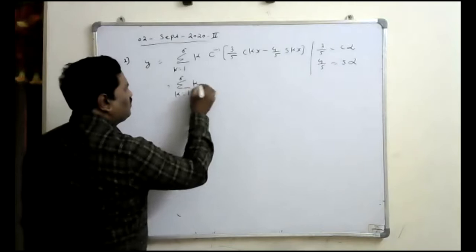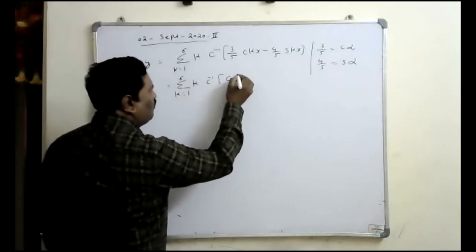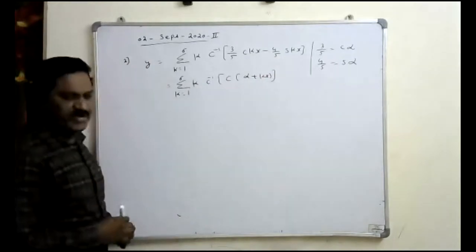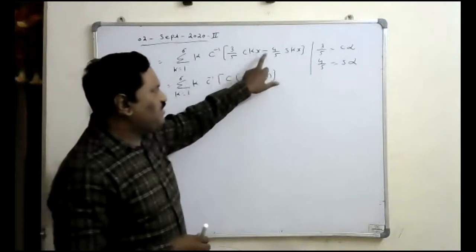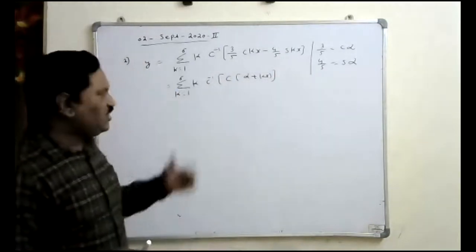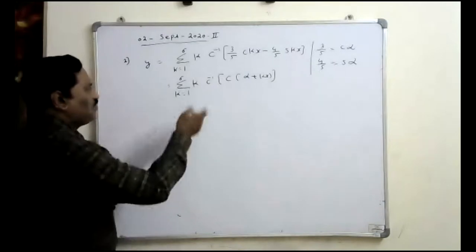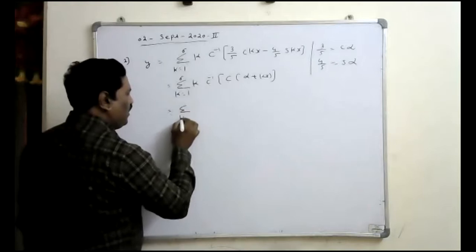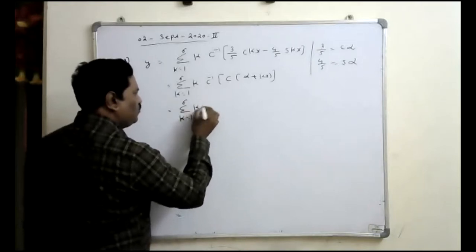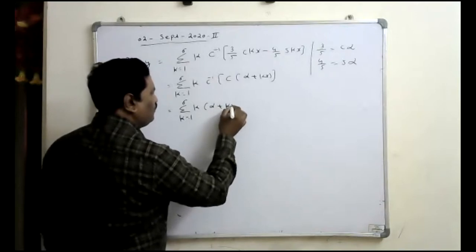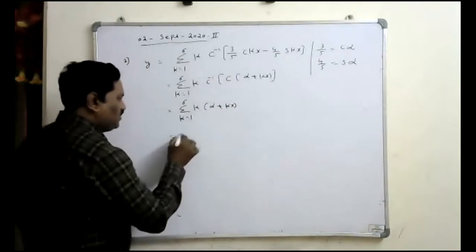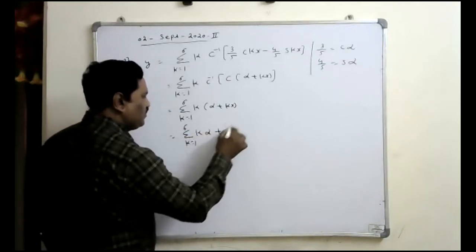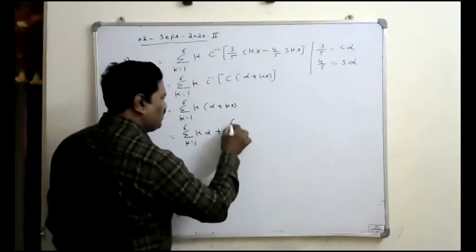So sigma k is equal to 1 to 6 of k cos inverse of cos of alpha plus kx. That is cos of A plus B form: cos alpha cos kx minus sin alpha sin kx is equal to cos of alpha plus kx. Now cos inverse of cos B, this angle will come out. So it is sigma k is equal to 1 to 6 of k into alpha plus kx. Now this is sigma k is equal to 1 to 6 of k alpha plus sigma k is equal to 1 to 6 of k square x.